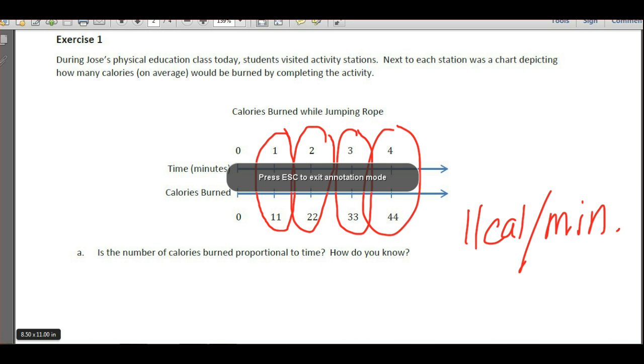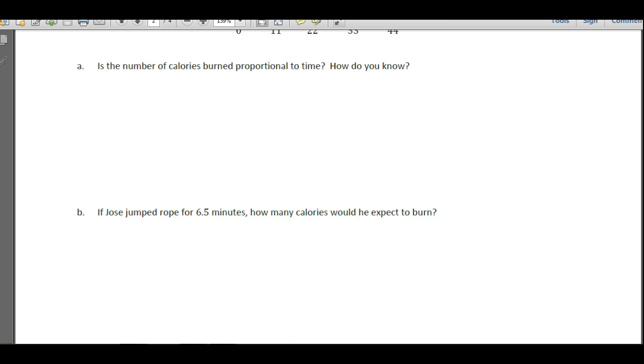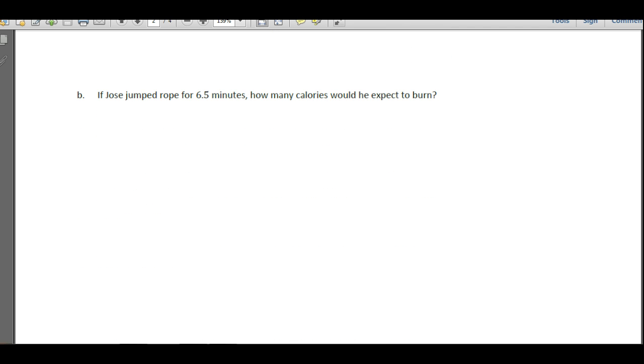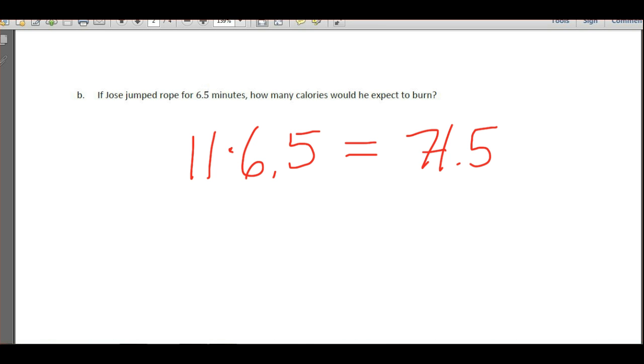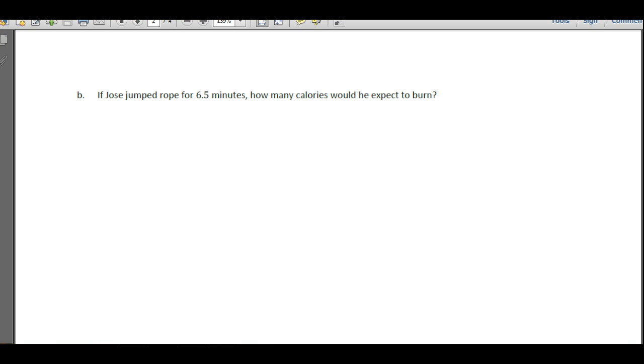B went ahead and asked if Jose jumped rope for 6.5 minutes, how many calories would he expect to burn? Okay, and by using our rate of 11 calories per minute, multiplying 11 times 6.5 would give us an answer of 71.5. 71.5 calories in 6.5 minutes. Okay? Alrighty. So that is that.